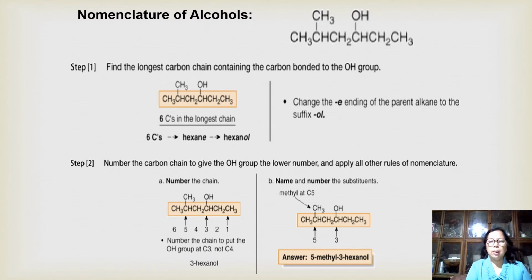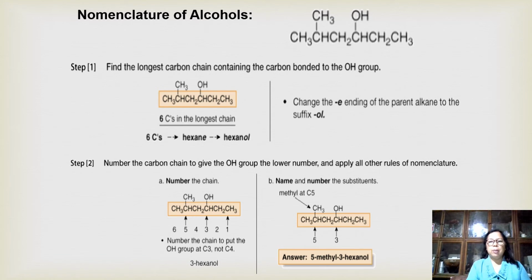I repeat, this is an alcohol, you write OL. It has 6 carbon, you write hexanol. In numbering the carbon, the OH group is found in the third carbon, so 3-hexanol. There is an alkyl group and the alkyl group is methyl, you write methyl, and methyl is found in the fifth carbon, so the answer is 5-methyl-3-hexanol.